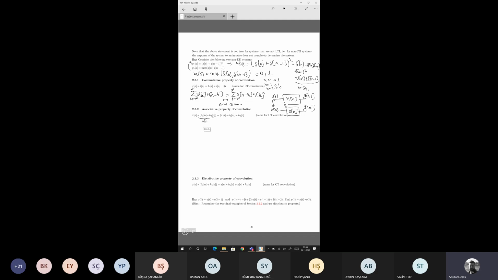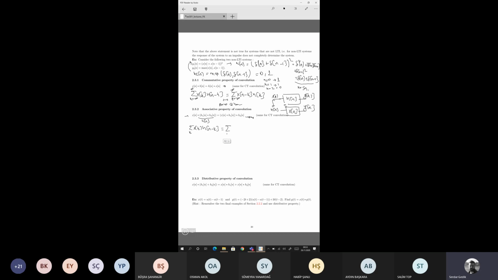So let's say that this is h of n, a combined system. And if I find h of n and find x of n convolved with h of n, this is exactly equivalent to the right-hand side equation. Again, please prove that at home. But I will now show you what those convolutions mean. So how can I evaluate them? Let's start with the first one. It is summation over k, x of k, h of n minus k.